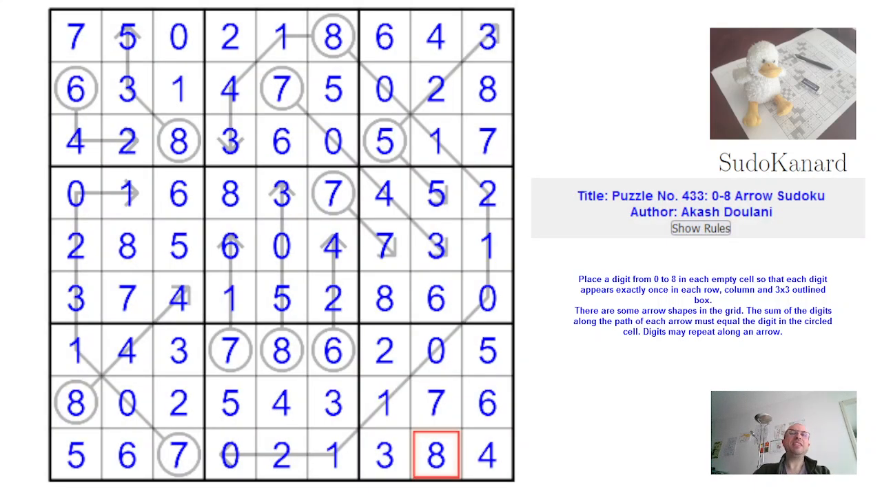There. This is it. So this is a way to solve this 0 to 8 arrow Sudoku by Akash Doulani. This was a really smooth puzzle, which makes very good use of the very special rule of having digits between 0 and 8. And perhaps this is something that should be done more often.